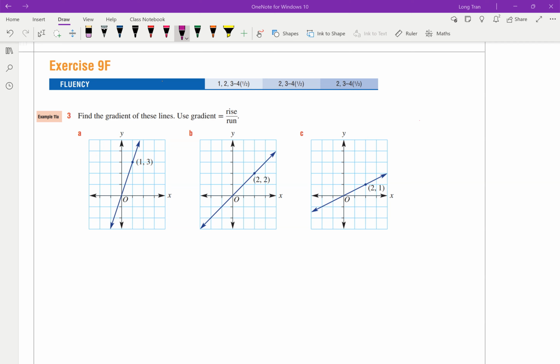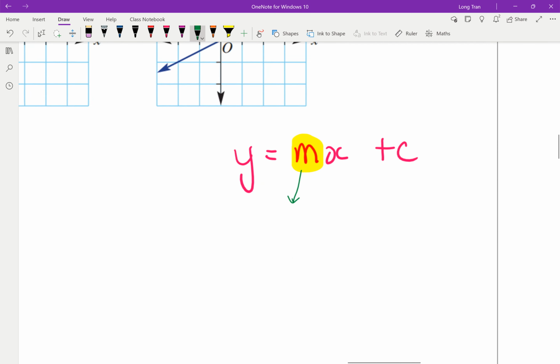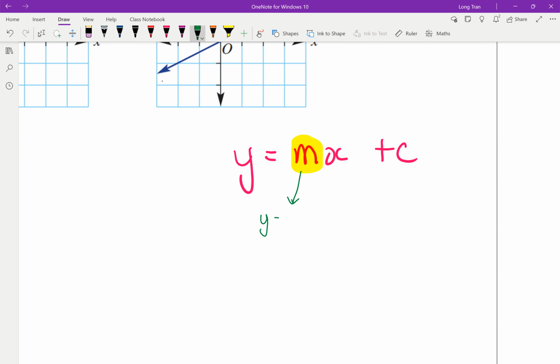I'm going to do lots of examples for exercise 9F, what we did in class today. What we did was to look at gradients, yeah? So I introduced you back to the whole idea of y equals mx plus c, and I said that I wanted you to learn how to find m, and I gave you a rule. The rule for m was: m is equivalent to y2 minus y1 over x2 minus x1.